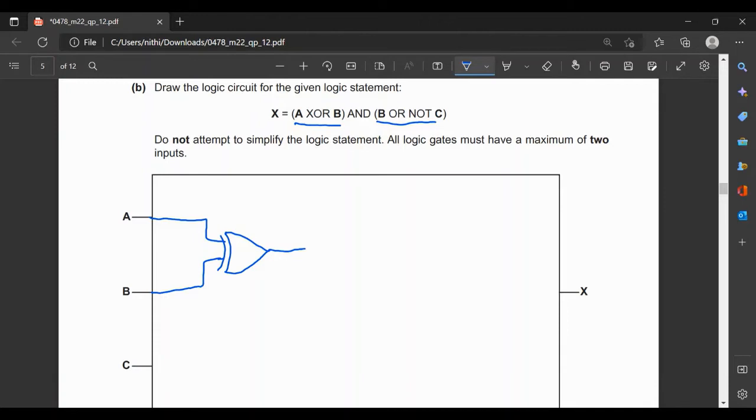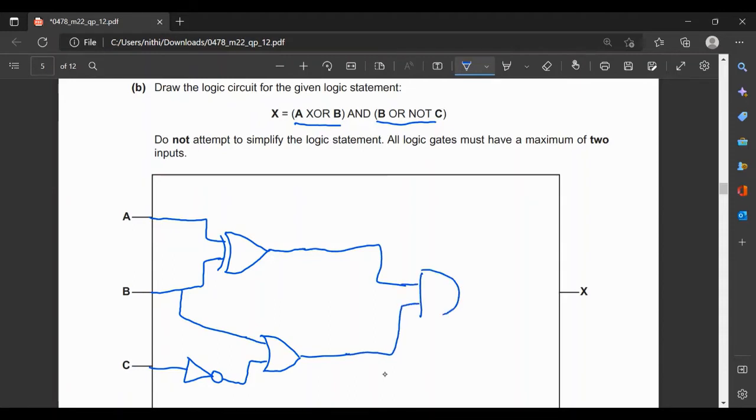Next, they've asked for B OR NOT C. So here, first we have to do NOT C. Okay, and then we have to add a wire from B and then draw an OR gate here. Now both of these wires have to add up into an AND gate. And that's it.